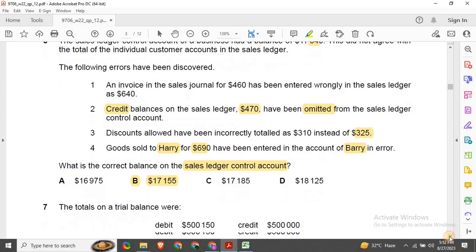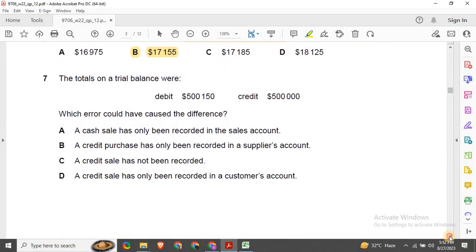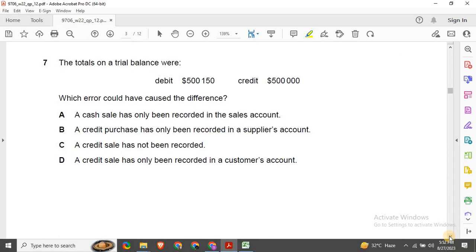Next question. Question number 7. The totals on the trial balance were: debit balance is 500,150 and credit balance is 500,000. Which error could have caused the difference? If you look at the difference here, the debit balance is overstated or the credit balance is understated. So we need to look into those errors which will either overstate the debit balance or understate the credit balance.